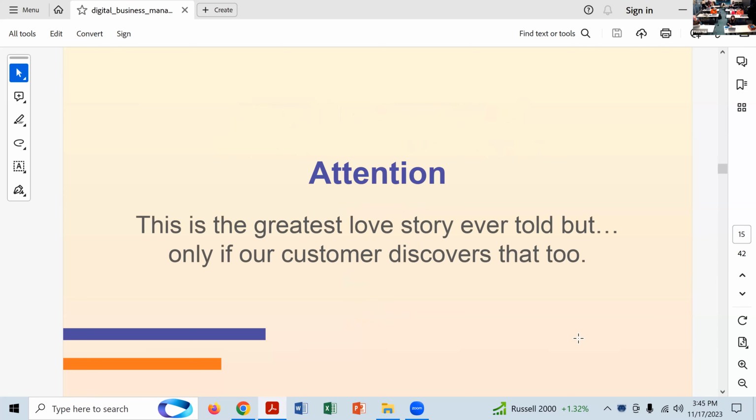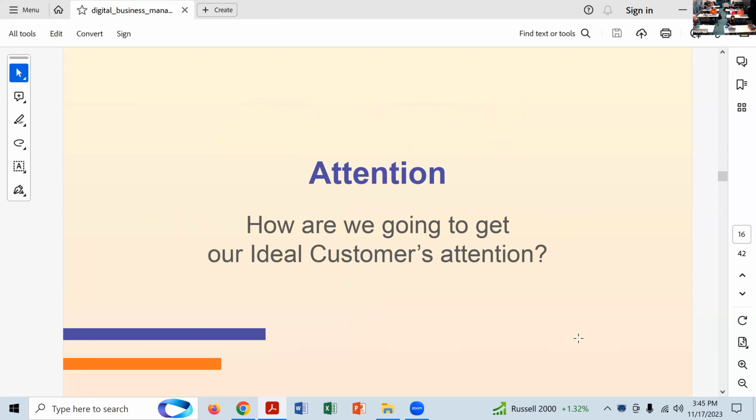So attention. We're trying to create the greatest love story ever told, right? But it can only happen if a customer discovers that too. Right? It's a match made in heaven, but if they never find out, oh God, it's not going to work. So how do we get our ideal customer's attention?